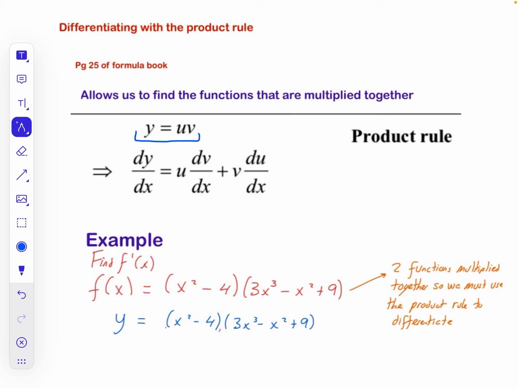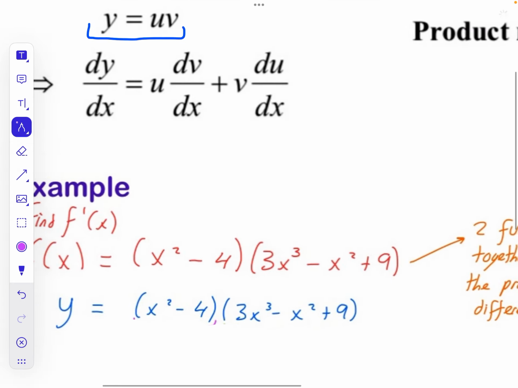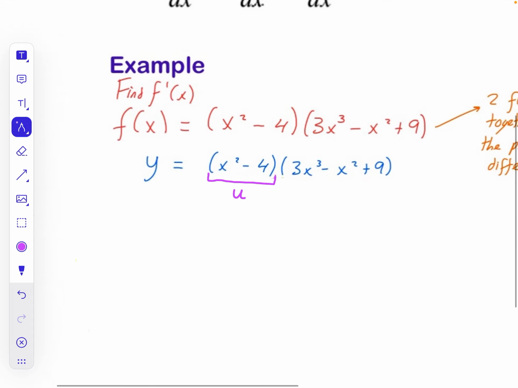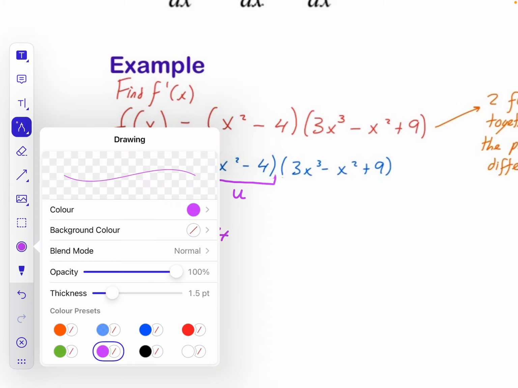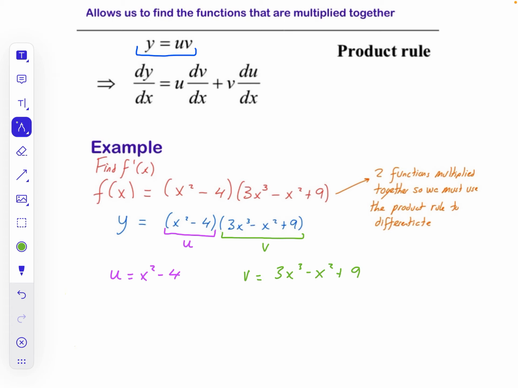Okay, now in our product rule here, our product rule says that y is equal to u multiplied by v. So I'm going to take this first part here and I'm going to call it u. Okay, so just down here, my kind of rough work, but it's also going to give me my attempt marks. I'm going to write down that u is equal to x squared minus 4. Okay, my second part then, from the rule, they say it's u multiplied by v. So this second part here is my v. So v is equal to 3x cubed minus x squared plus 9.